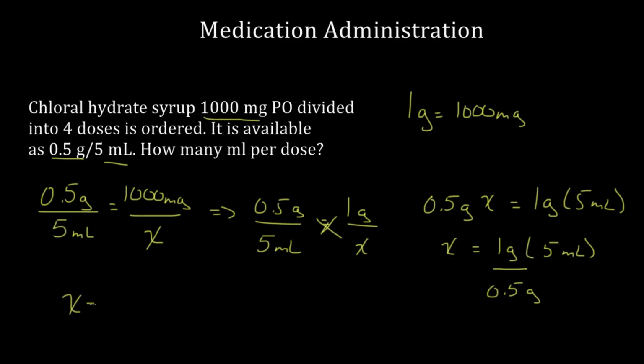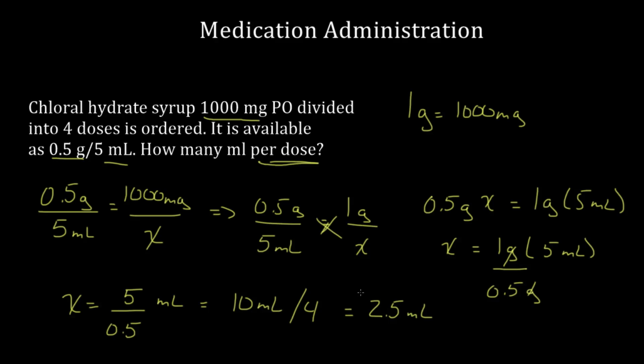I'm going to complete my work right over here. So x is equal to, well, our grams go away. So we have 5 milliliters divided by 0.5, which is equal to 10 mLs. Now, this is 10 mLs for the entire order. However, the question is asking us per dose. So we have to take this and divide it by 4, and we get 2.5 mLs. So this is how many mLs per dose.